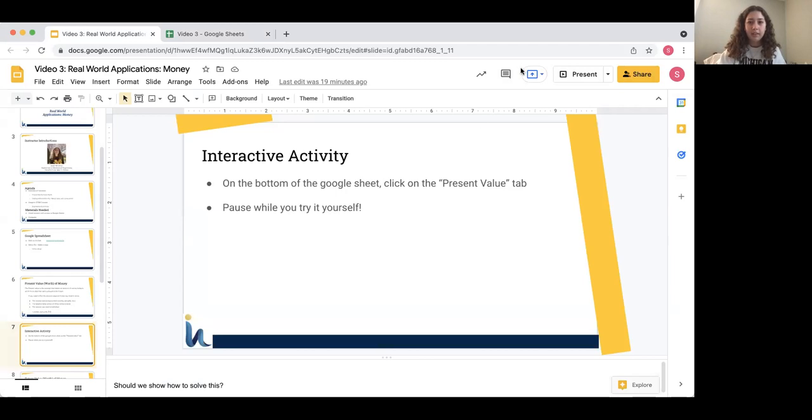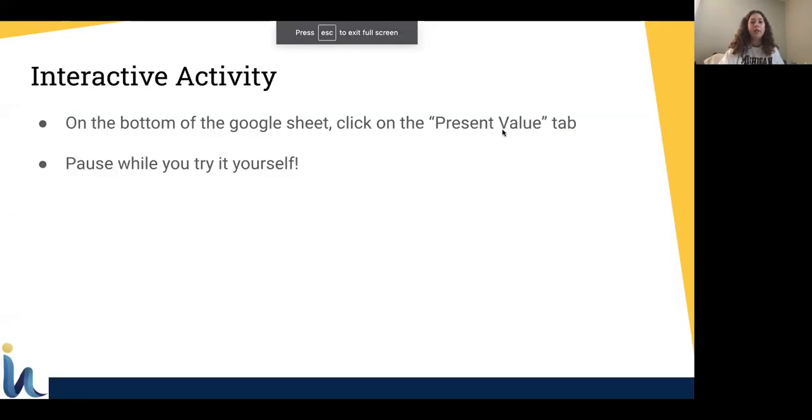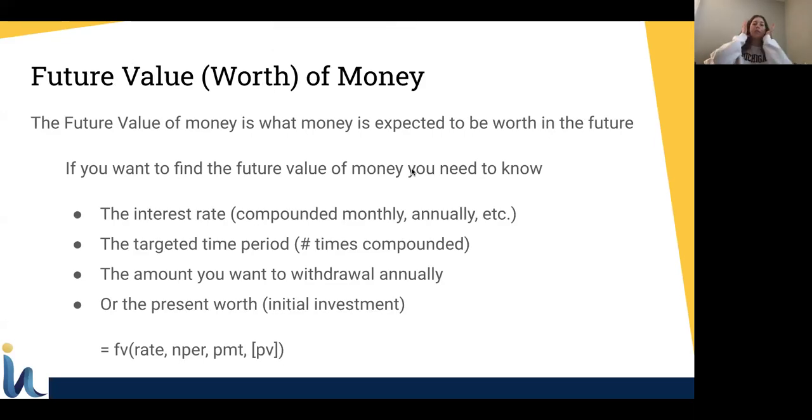Okay, going back to the slides, we're going to talk about the future value of money now. The future value of money is what money is expected to be worth in the future. Like I said before, the present value is not the same as the future. Usually it's a little bit more, or it could be less, because prices change.